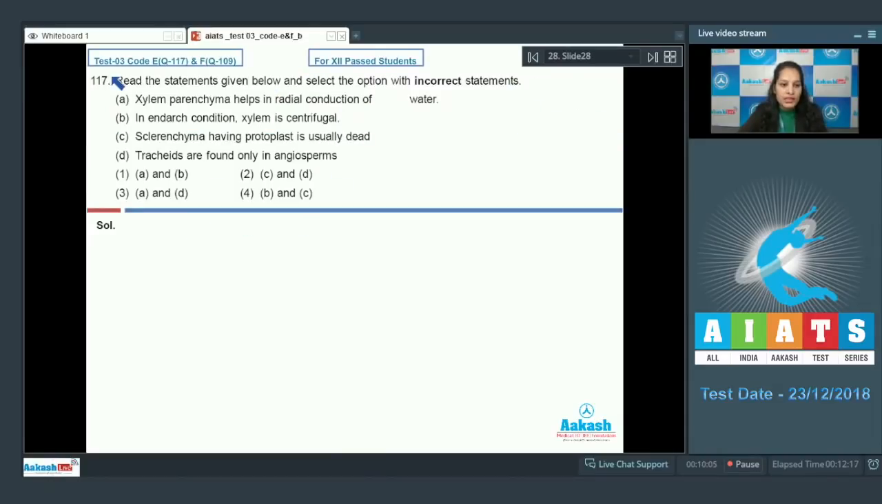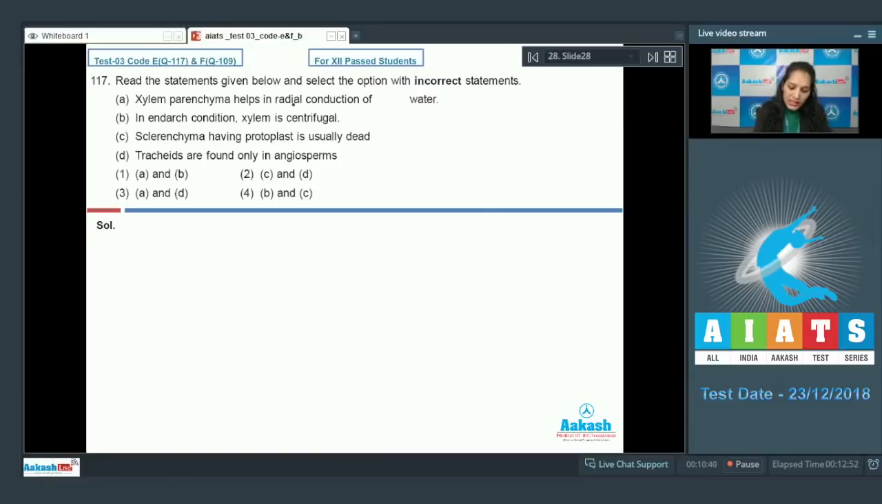Question number 117. Read the statements given below and select the option with incorrect statements. Statement A. Xylem parenchyma helps in radial conduction of water. B. In a dark condition, xylem is centrifugal. C. Sclerenchyma having protoplast is usually dead. D. Tracheids are found only in angiosperms. First option A and B, second C and D, third A and D, fourth B and C. In this question you have to find out the incorrect statements.